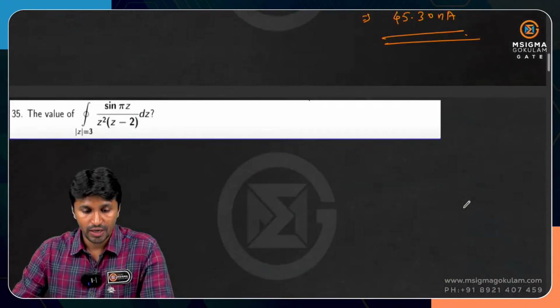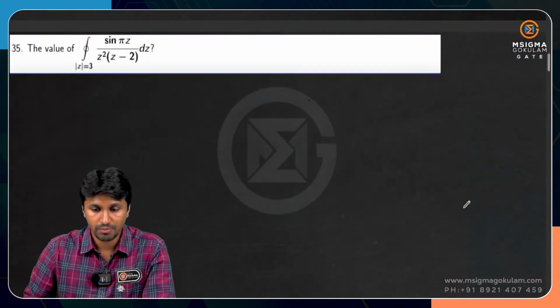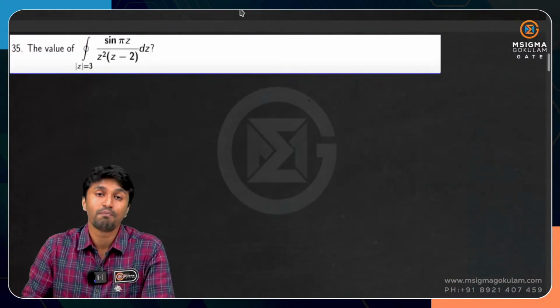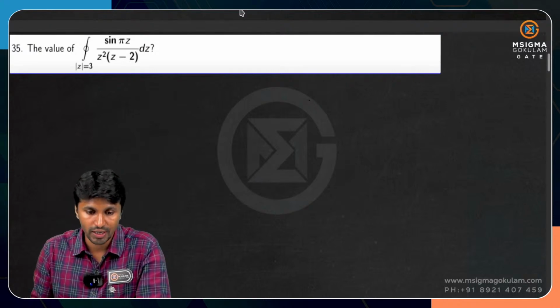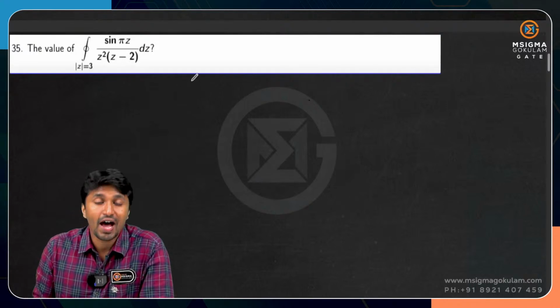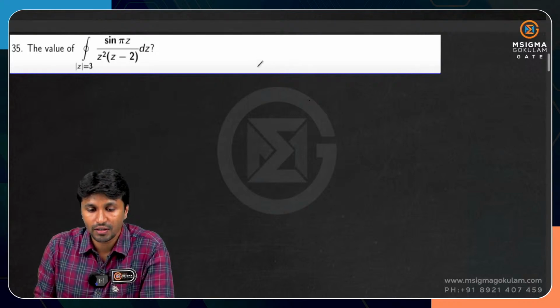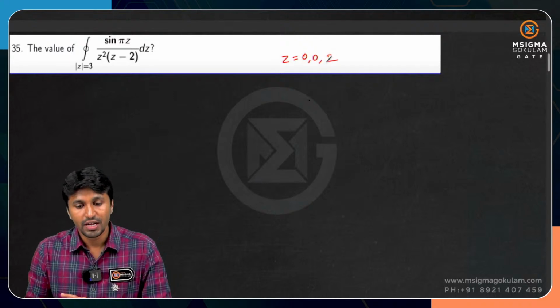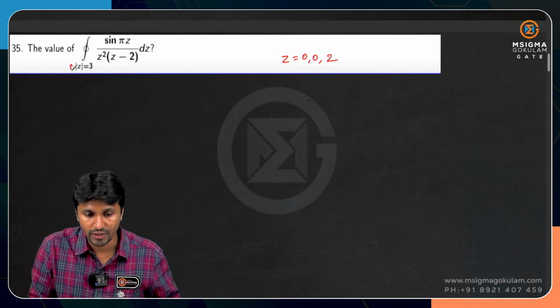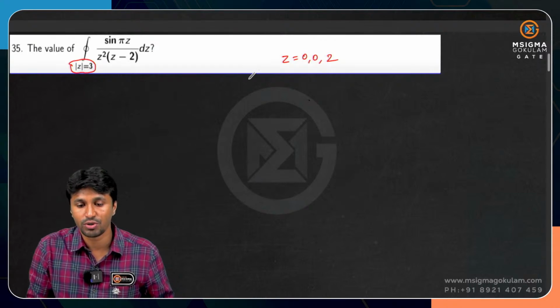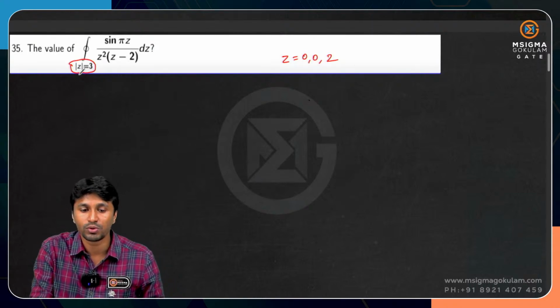Now let us look at the next problem, which is a problem from complex variables. You can clearly see where your poles are located. You have 3 poles, 2 of them are at origin, and the other one is at 2. How do you solve this one? All the poles are within the given region, magnitude of Z is equal to 3. You can clearly see that all the poles are within the region.